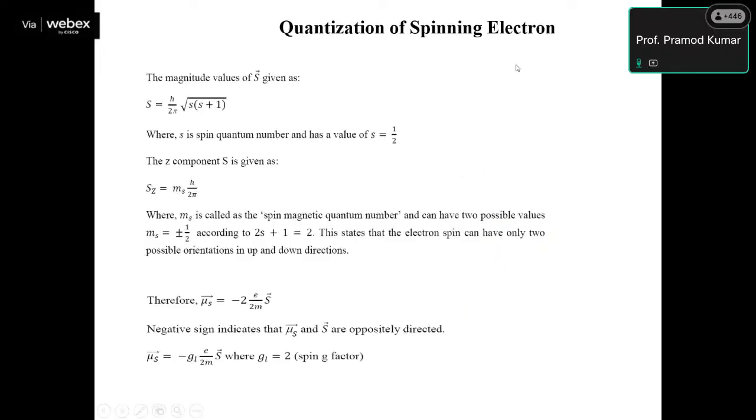Now, similarly, we can also see the quantization effect in the spinning of the electron, because as we know, the spin angular momentum S equal to root of s(s+1) h cross. Here the s value is always half, and if we choose s equal to half, then we will get two ms values, plus minus half, and Sz equal to ms h cross, or ms h by 2 pi. So in that way, here we will get only two states, not more than two.